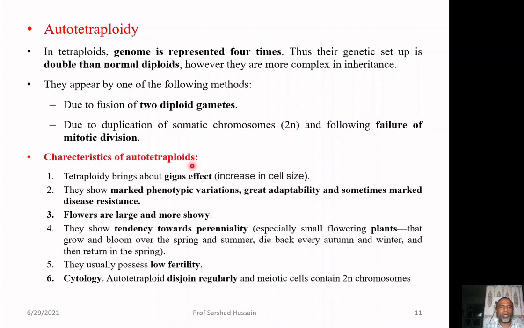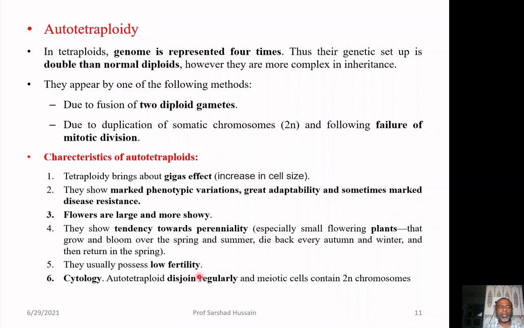Then the characteristics of autotetraploid are that the tetraploid individual will have increased cell size, which is called the Gigas effect. They have a very high variation in their phenotypic characteristic features. They have great adaptability in the environment. They will have great resistance to disease. Flowers will be large and more showy. They will look very nice. Then they show a tendency toward perenniality. That means the tetraploid perennial plant grows for the seasons only, then disappears in the autumn and reappears again in the spring season.